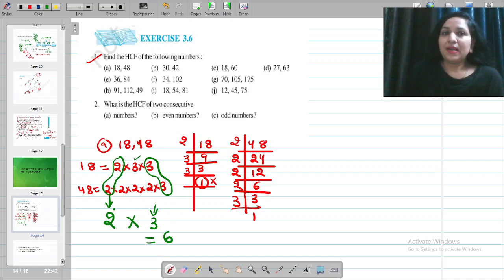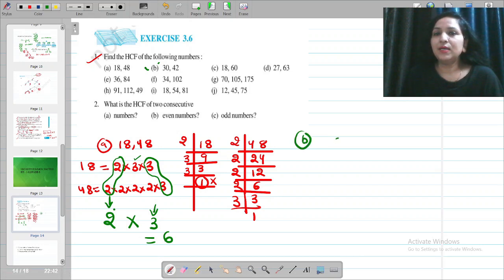Let us do the B part as well using the same method. B part, 30 and 42. So what is step number 1? I am using prime factorization method. After that, I'll give you one more easy method that I personally like for even the bigger numbers. It is quite easier. Now 30, it is divisible by 2. 30 divided by 2 is 15. 15 is divisible by 3. This is 5. And 5 is divisible by 5.